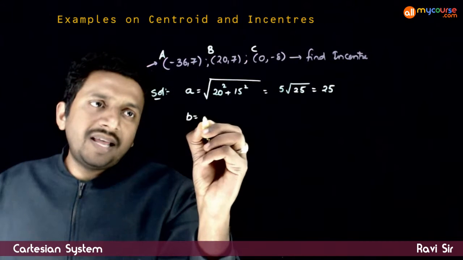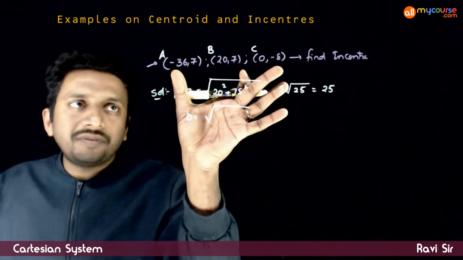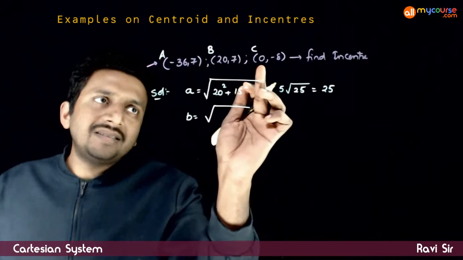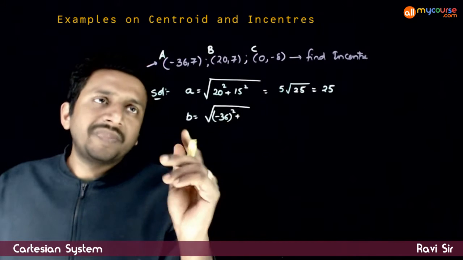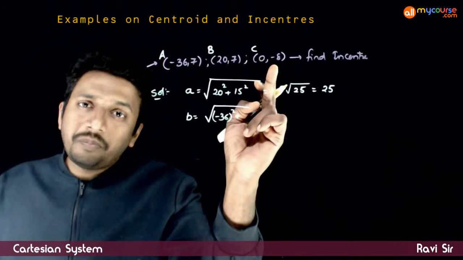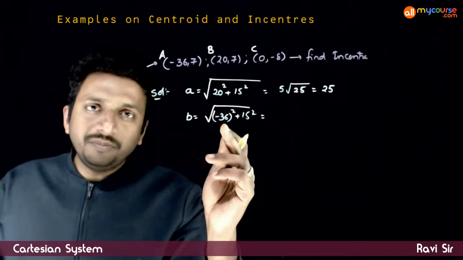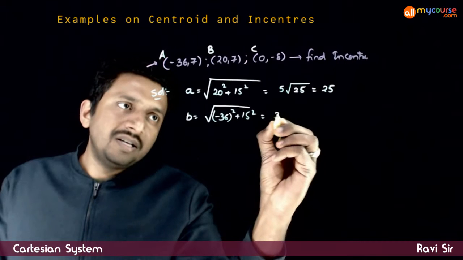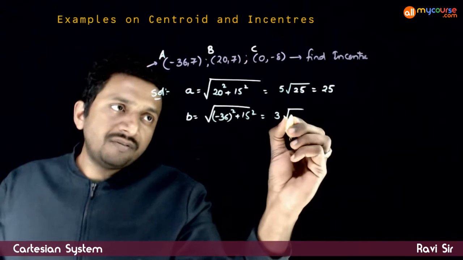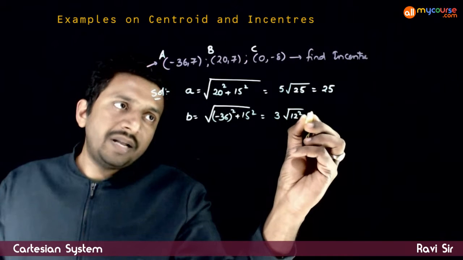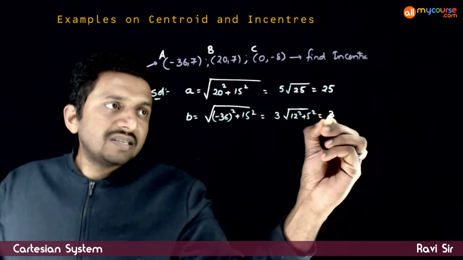If I want the length of the side b, it is nothing but the length of AC. So minus 36 minus 0, that is minus 36 whole square, plus 7 plus 8 whole square, 15 square. That is equal to, if you take a 3 common, 3 times root of 12 square plus 5 square, this is nothing but 13. 13 times 3 is 39.